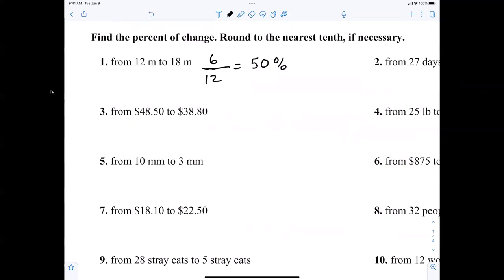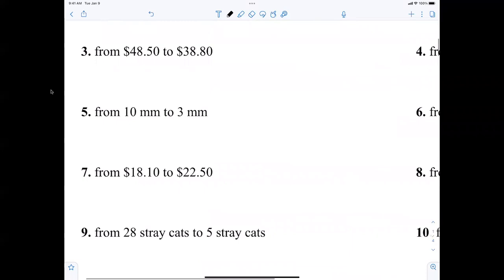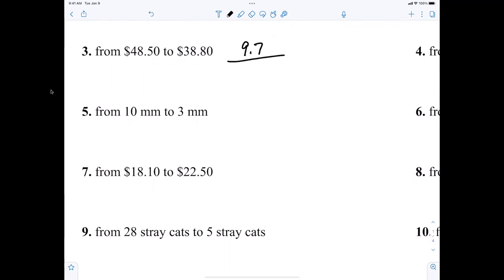So everybody take a look at number 3. I went from 48.50 to 38.80. Let's say your stock price went from 48.50 to 38.80. What percent did it go down? What do I have to do? First, I subtract. And tell me what that is. And then I divide by 48.50. Yes, ma'am. 20%. Exactly. Anybody else get exactly 20%?